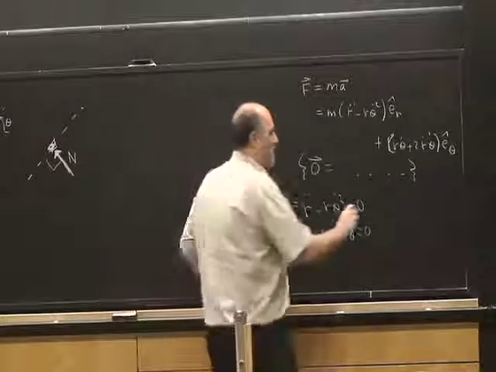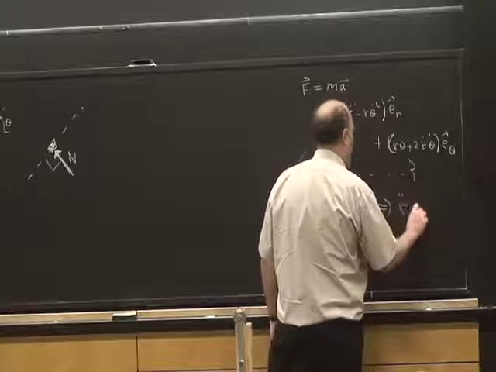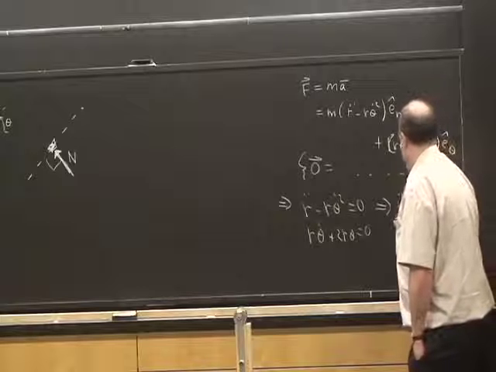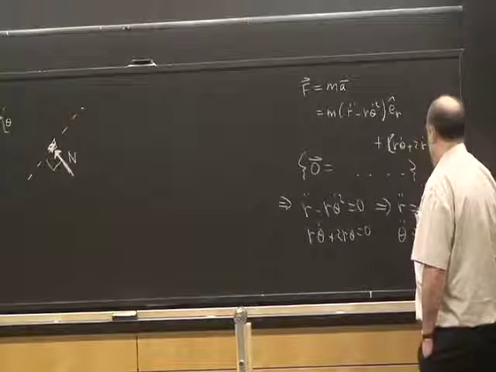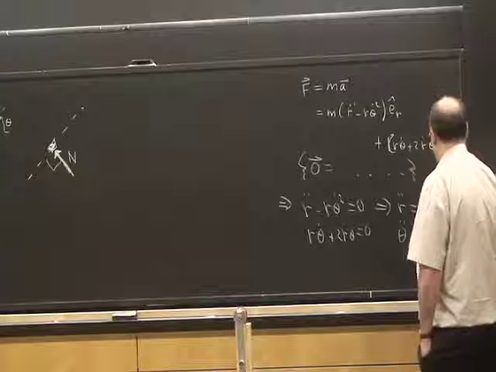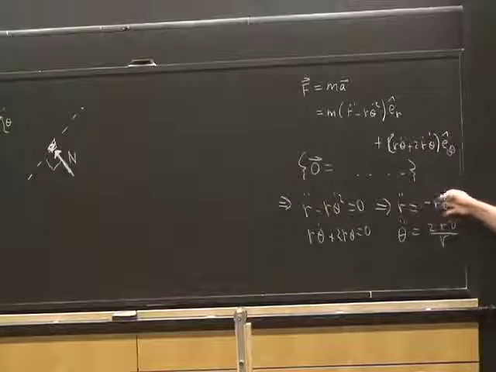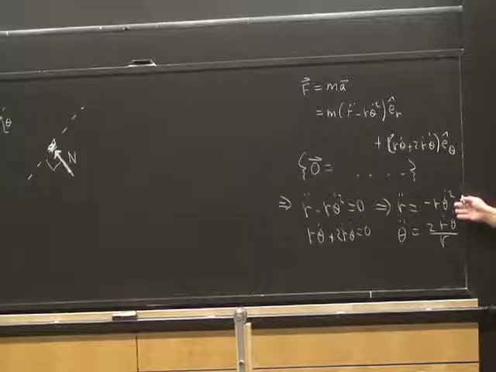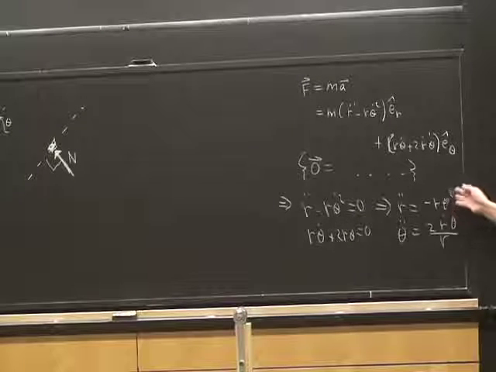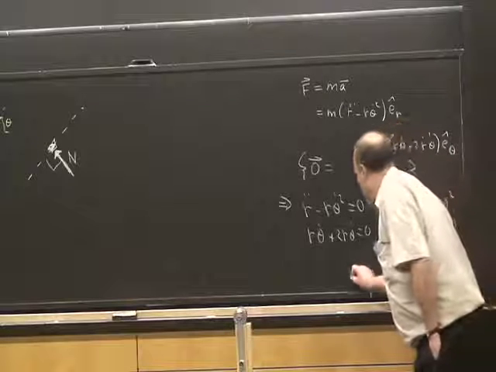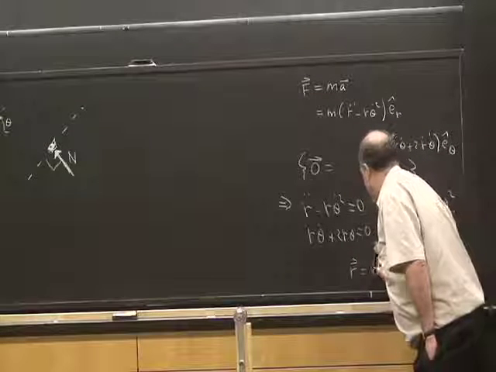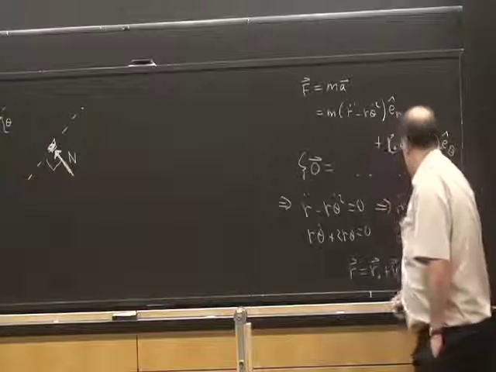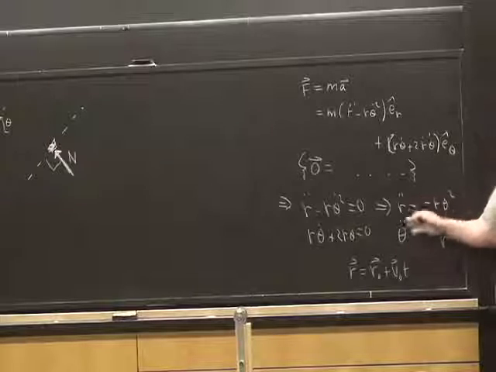We could write this then as r double dot is equal to minus r theta dot squared, and theta double dot is equal to minus 2 r dot theta dot over r. This is two nonlinear differential equations. Trying to solve these is a mess. Interpret the solution. The solution of this is that r as a vector is equal to R0 plus V0 t. How do you get from here to here?